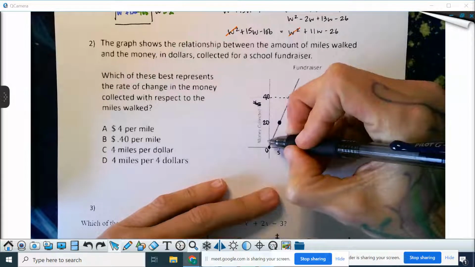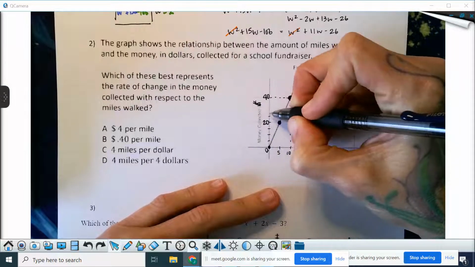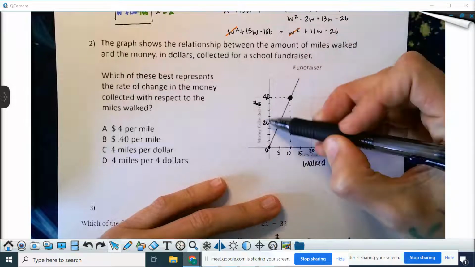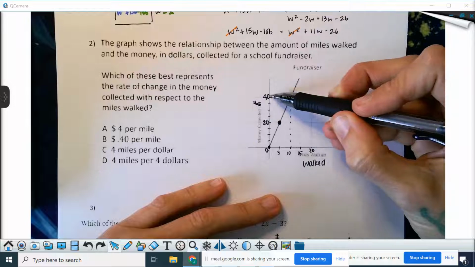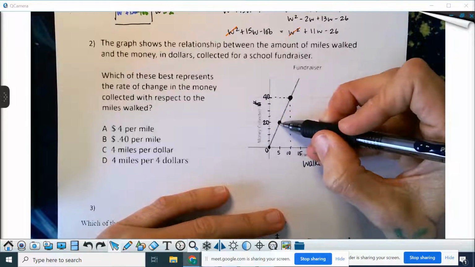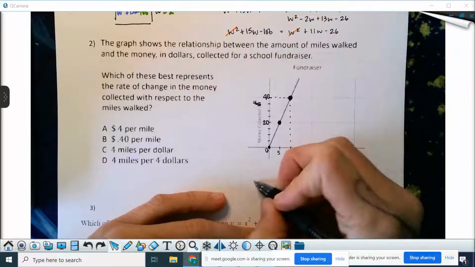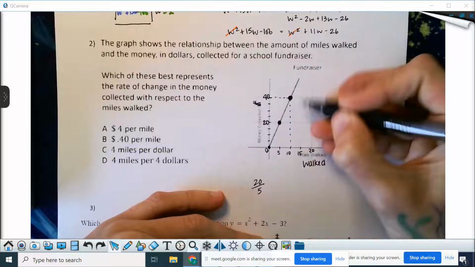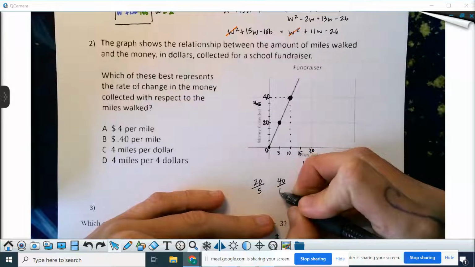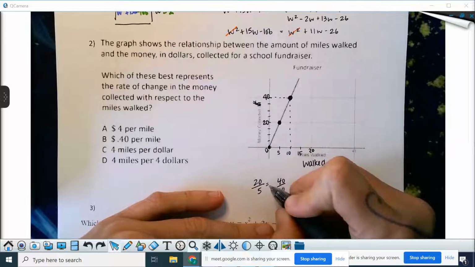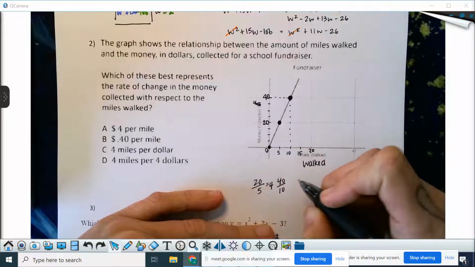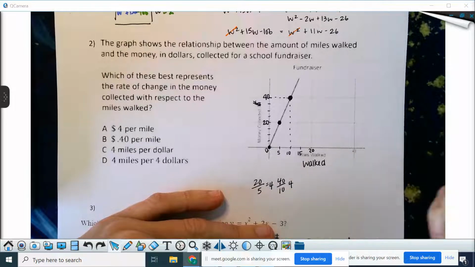This is 20 again, and it's 1, 2, 3, 4, 1, 2, 3, 4. So it's every 5 again, so 25, 30, 35, 40. But if we use the numbers given, so 20 over 5 is one of them, and then 40 over 10 is one of the good points. 0, 0 doesn't help us much. But if I reduce this, 5 goes into 20 4 times, 10 goes into 40 4 times.